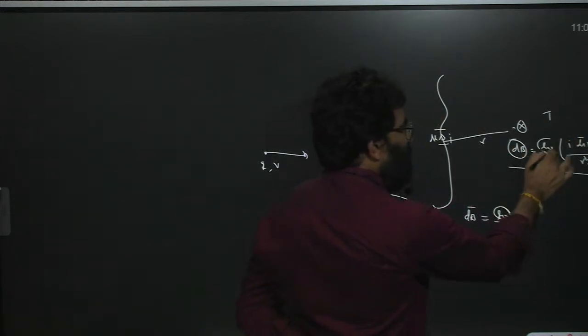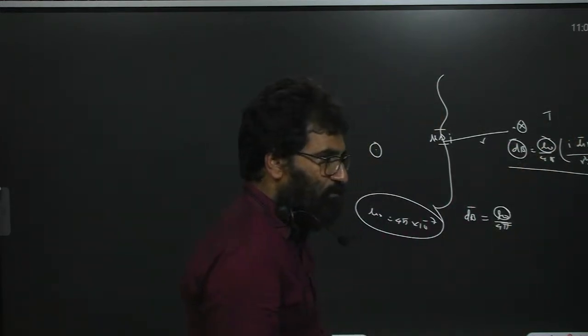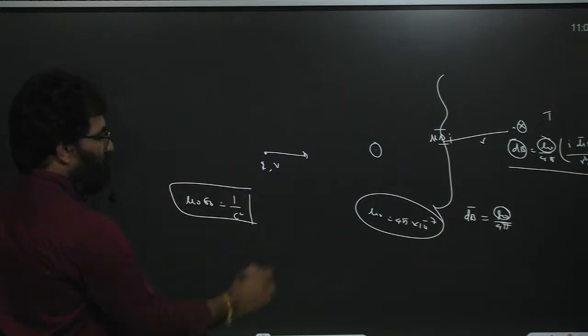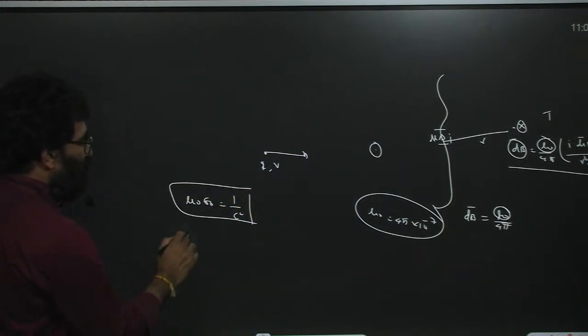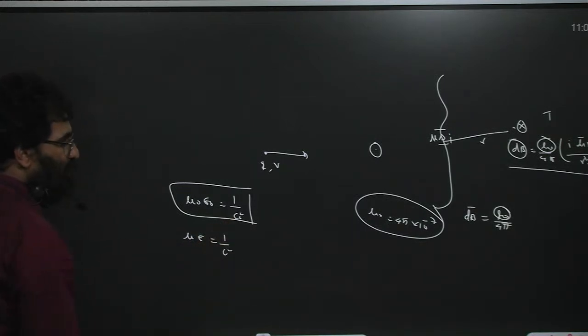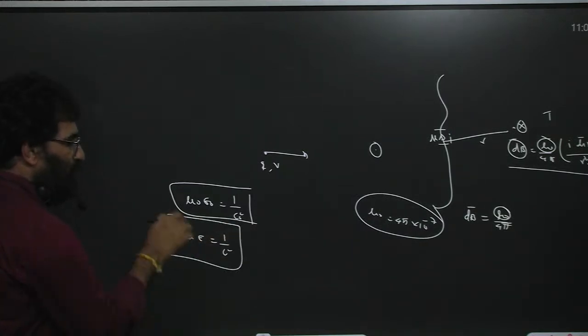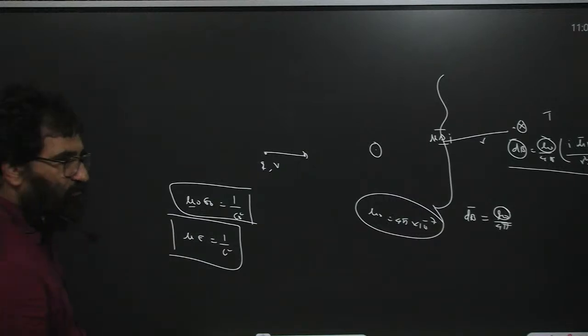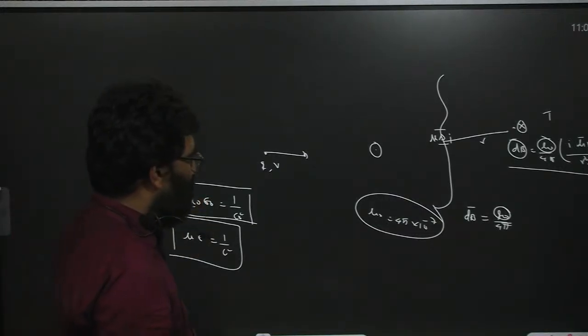We can find the dimension formula of mu naught also. Mu naught epsilon naught is equal to what? Mu naught epsilon naught is equal to 1 by c naught square, the velocity of light. Always remember, mu into epsilon is equal to 1 by c square. C naught square is different, c square is different. C is the velocity of light in a particular medium of permeability mu, while c naught is the velocity of light in free space. So we can find the dimension formula of epsilon naught and mu naught.